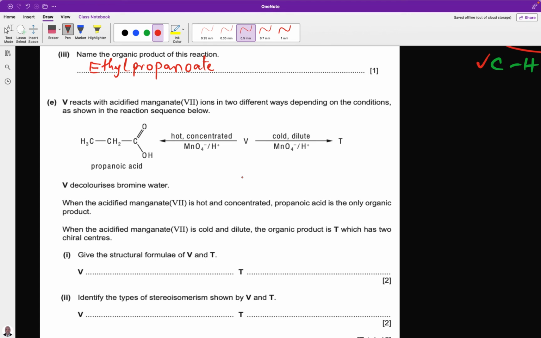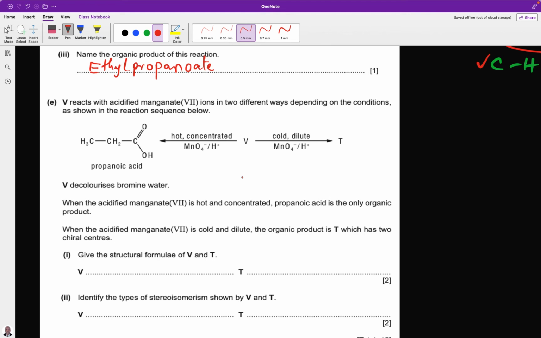Now, for the purpose of revision, if you have watched our video on reaction of alkenes, oxidation of alkenes with hot concentrated acidified manganate 7 ion, and with cold dilute acidified manganate 7 ion, you will see this. You can go back again and watch the video.